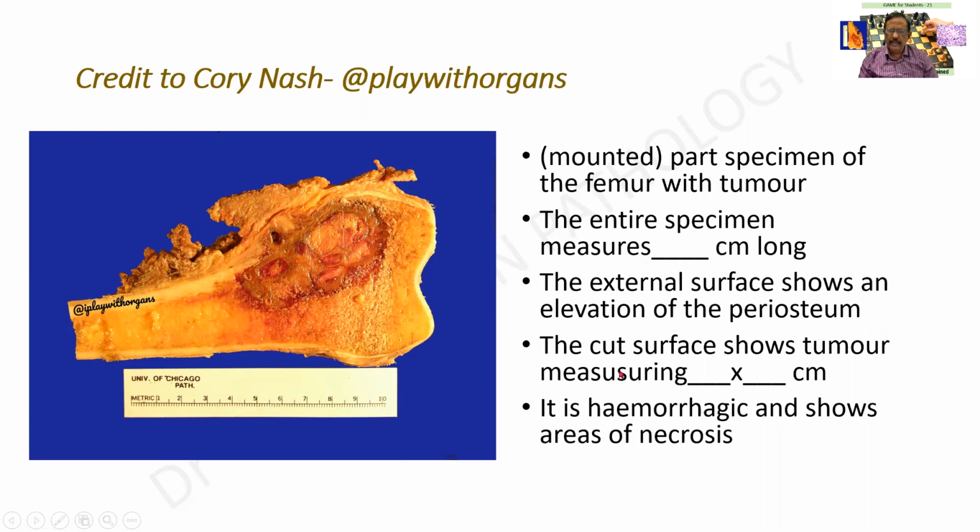And the cut surface shows a tumor. This is a clear tumor that I am seeing and it measures dash into dash centimeters. It is hemorrhagic and shows areas of necrosis. There are patchy areas of necrosis and all this red color in the background indicates hemorrhage. And this is for the dimension. The plate over here is free in this particular tumor, but not always so.